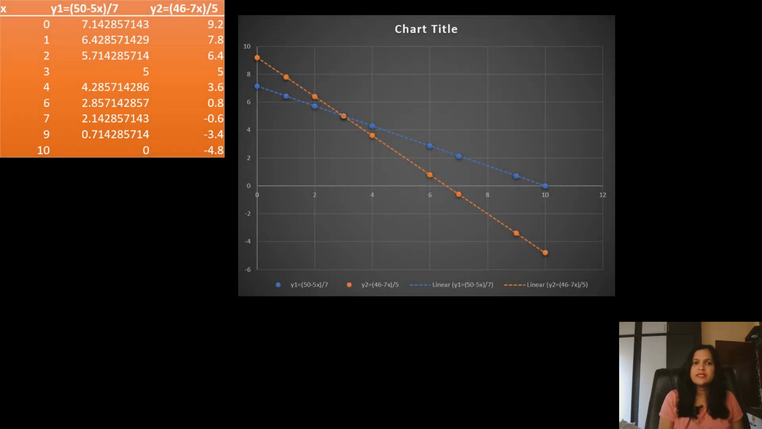Here the table is already prepared for the equation y1 equal to (50 minus 5x) whole divided by 7. While putting x equal to 0, how much will you get? 50 minus 0 is 50, 50 divided by 7. The value comes in decimal points like this.